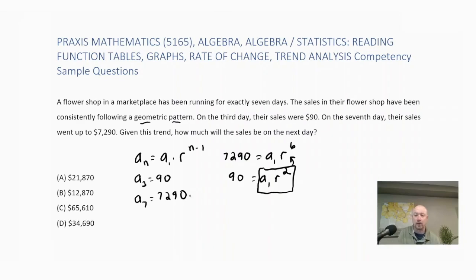formula. All right, so when I sub in, I get 7,290 equals a sub 1 r squared times r to the 4th power, because by law of exponents, r squared times r to the 4th would be r to the 6th. Now I can sub in 90 for a sub 1 times r squared, because we know that's what it equals. So I get 90 times r to the 4th.